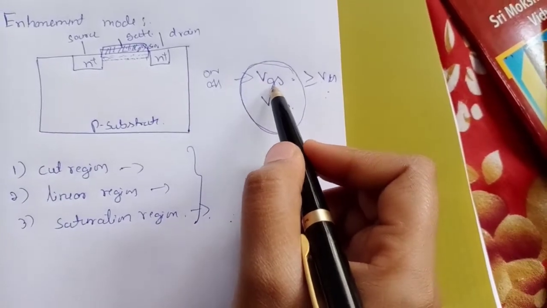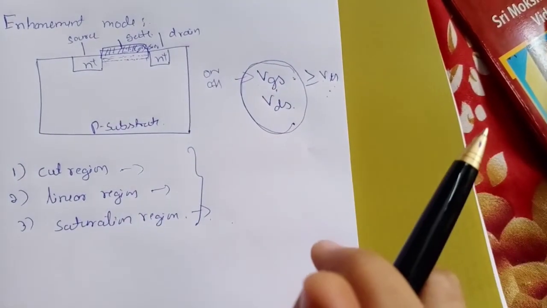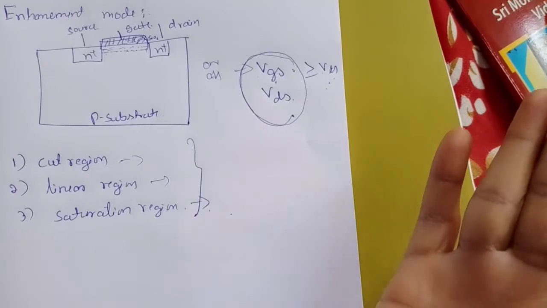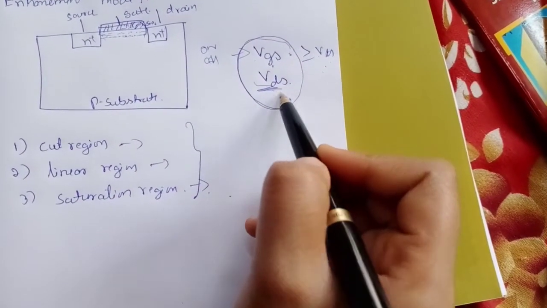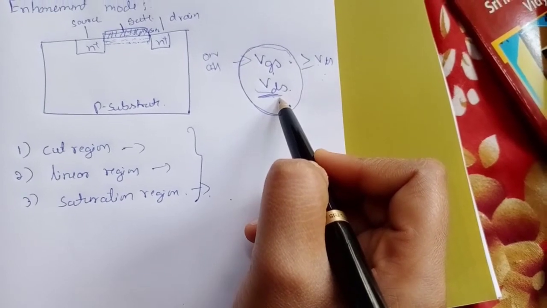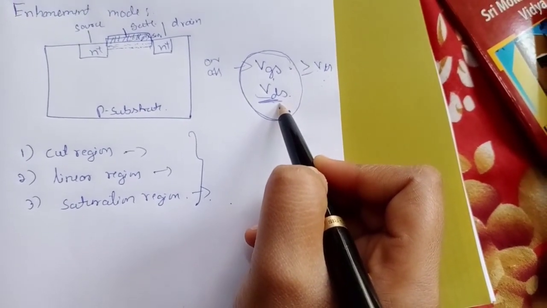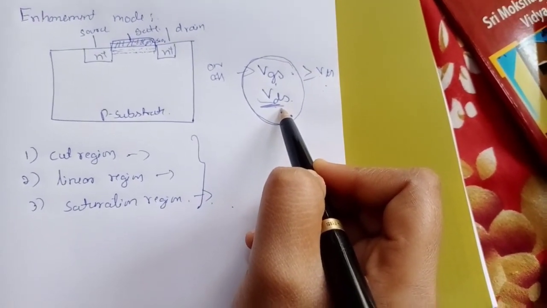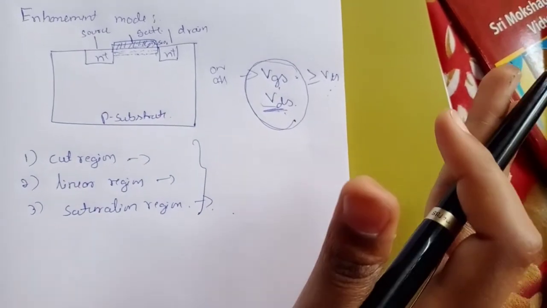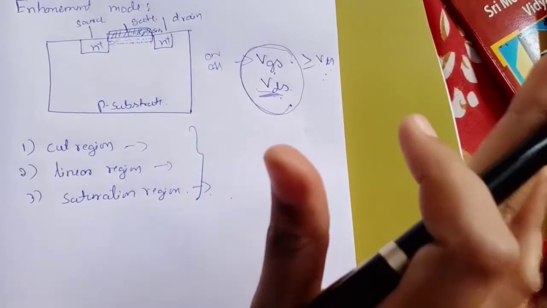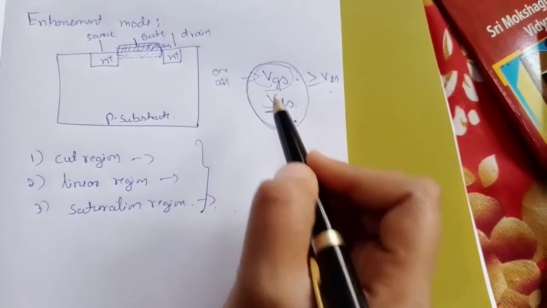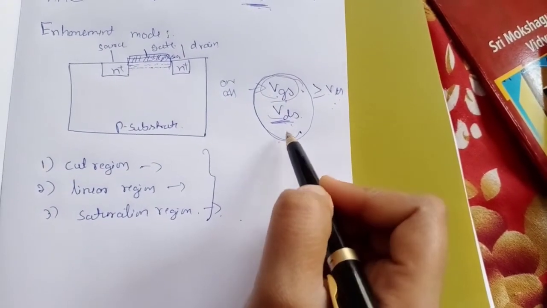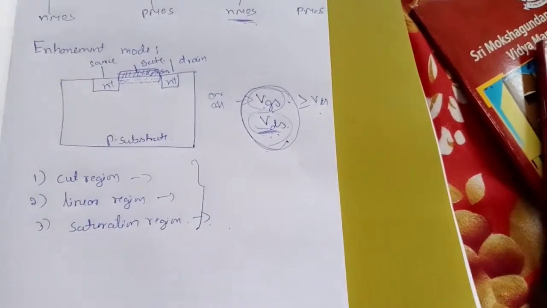If VGS is greater than VTH, the MOSFET is on, and to say whether it is in the linear region or the saturation region, the VDS value will define that. So basically, to check whether the MOSFET is on or off, we check the VGS value. To check whether it is in saturation or in the linear region, we check the VDS value.